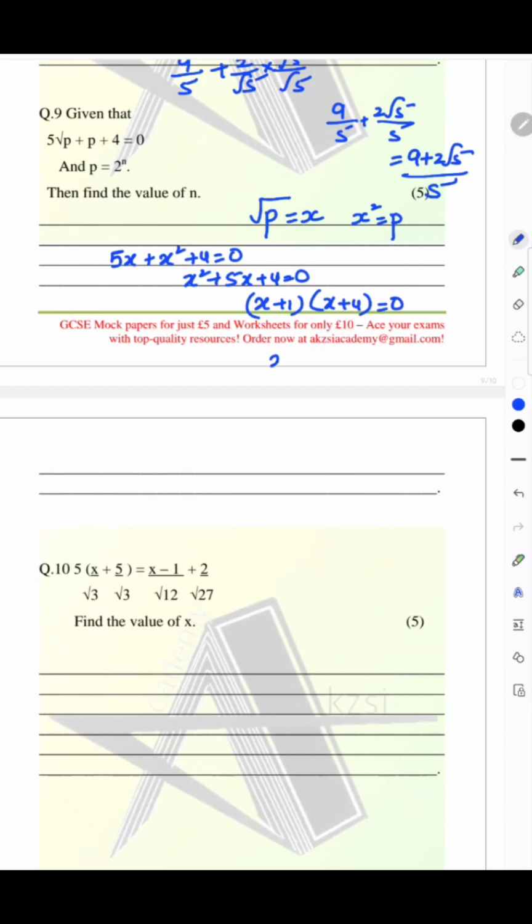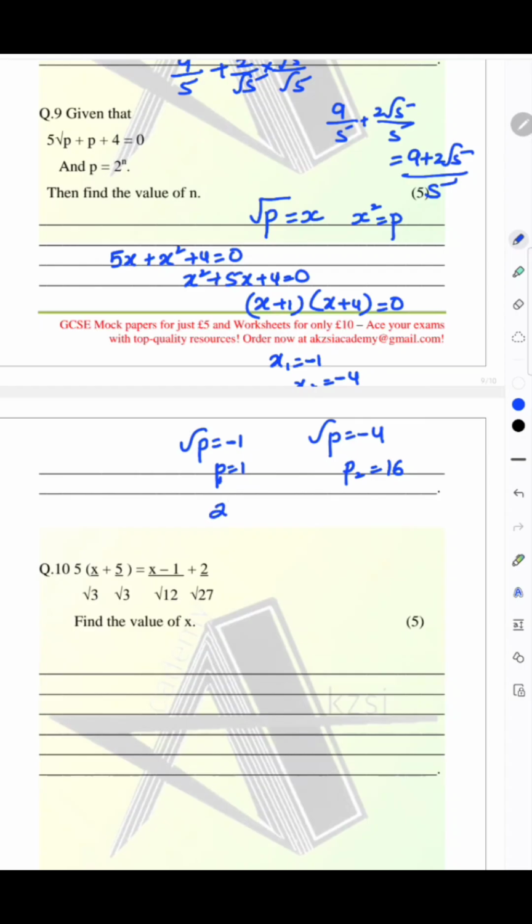That means x1 is -1 and x2 is -4. But we have assumed x to be root p, which means root p is equal to -1 and root p is equal to -4. But we have been given the value of p as 2 to the power of n. So here I have to square it. When I square it, p1 equals 1 and p2 is equal to 16.